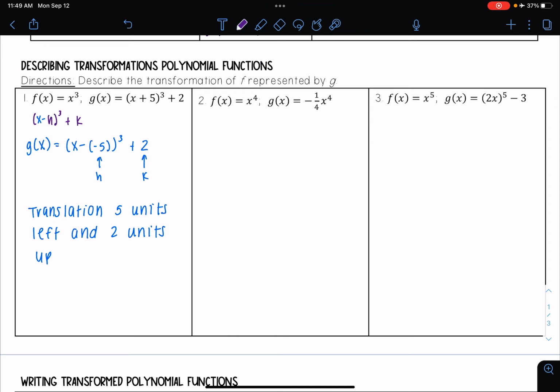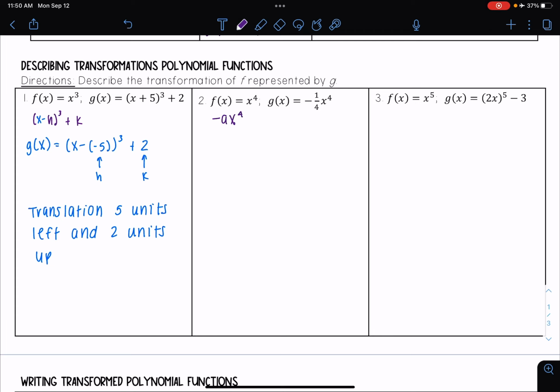Okay, let's look at this next one. So now this next one is that my parent function now is x to the 4th, and my g of x is equal to negative 1/4 x to the 4th. And so I see here that this is of the form negative a x to the 4th.